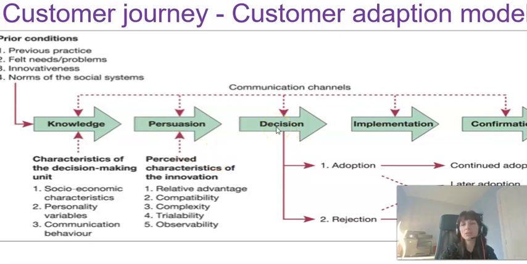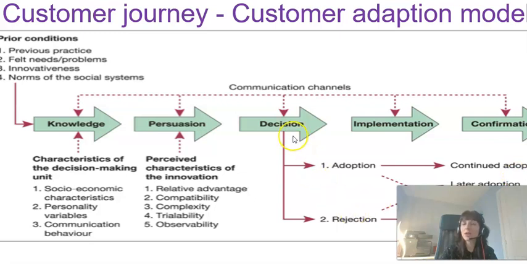They're then going to make a decision. Are they going to try it? Are they going to reject it? If they do try it, are they going to become loyal customers? Are they going to do it later? Are they going to stop doing it? And if they're going to reject it, is that ongoing, or might they try it at a different point?